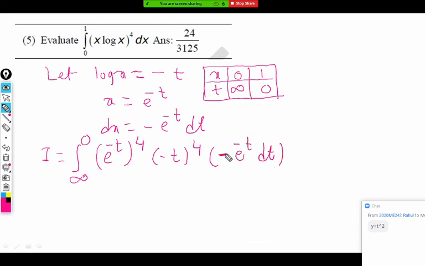Now this minus sign we use to change the order of limit, because we know the property: integration a to b f(x) dx is equal to minus integration b to a f(x) dx. So this minus sign will change the order of limit. It becomes 0 to infinity now. Here e raised to minus 4t into e raised to minus t becomes e raised to minus 5t, and this is t raised to 4 dt. Any doubt up to here? But what should be the next step?